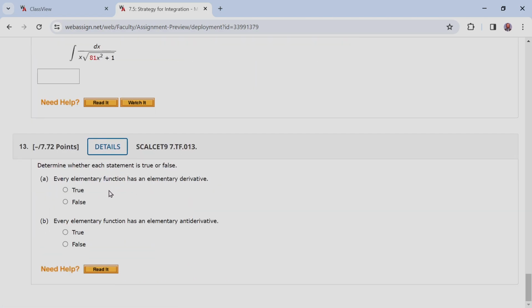Right, every elementary function has an elementary derivative. Oh my goodness gracious me. I would have to really think about this one. Let's see, because it is true that every elementary function has an elementary derivative, but it is not true that every elementary function has an elementary antiderivative, because 1 over x has an antiderivative of ln x. Ln x is not an elementary function, it's transcendental.